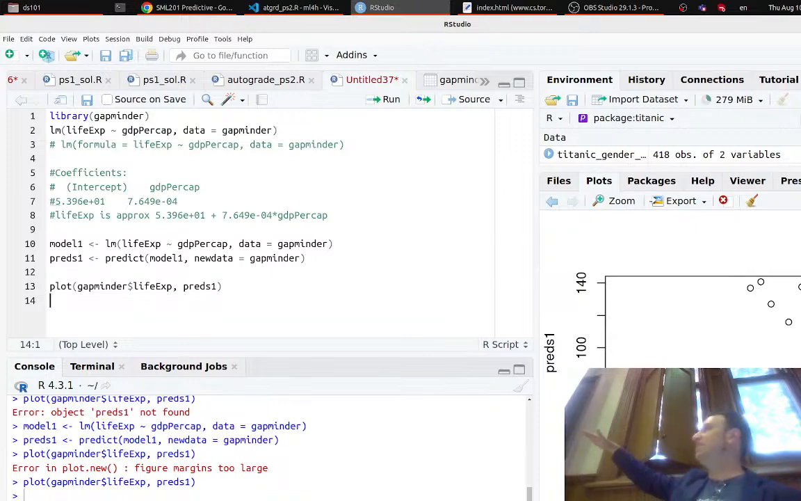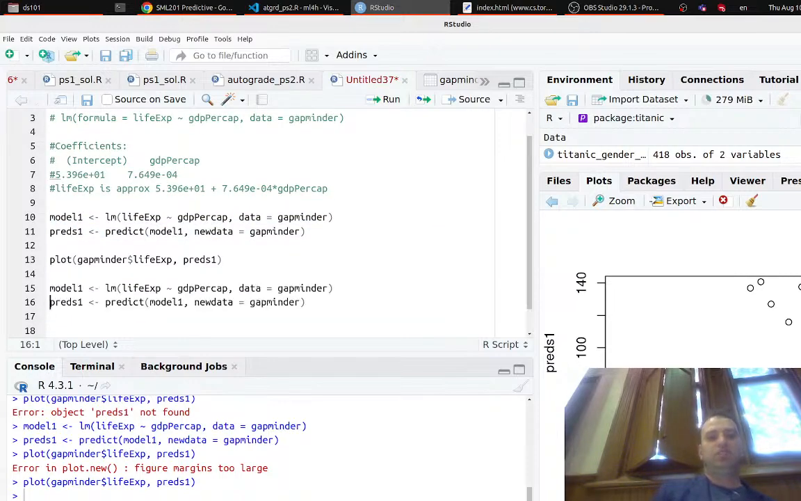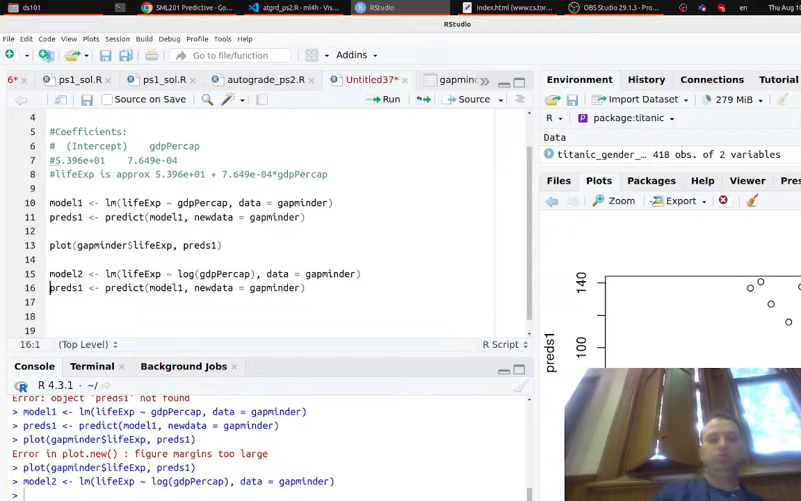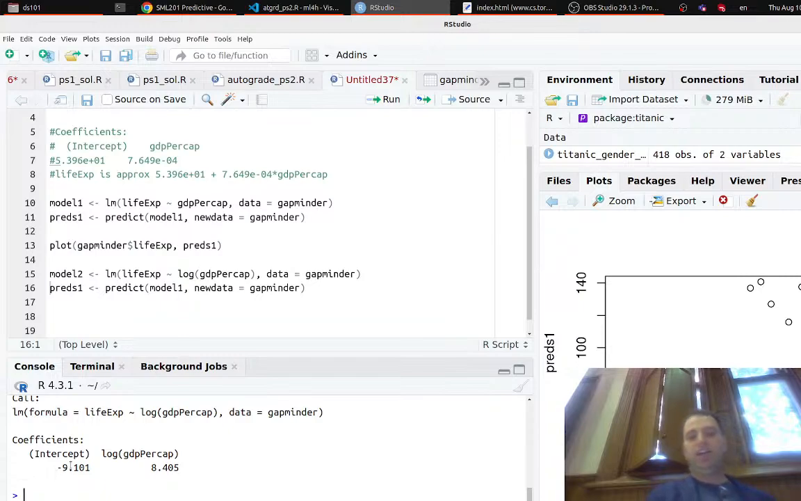It would be really bad if it was just a horizontal line where the prediction doesn't have anything to do with the life expectancy. So I'll do the other thing that I suggested, which is to use the log of the GDP per capita in order to predict the life expectancy. So I'll name it Model 2. And I can say what Model 2 is. So Model 2 is the life expectancy is -9 plus this much times log GDP per capita.